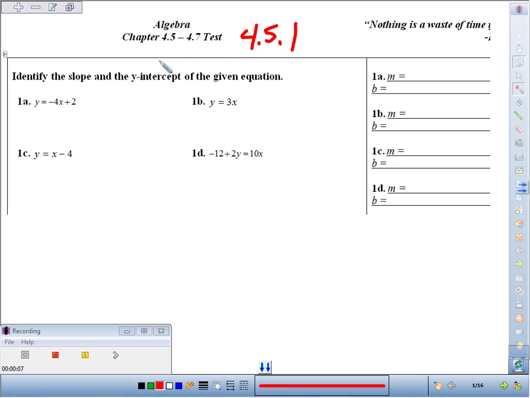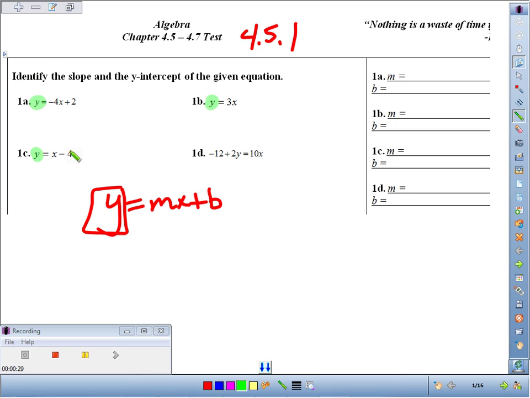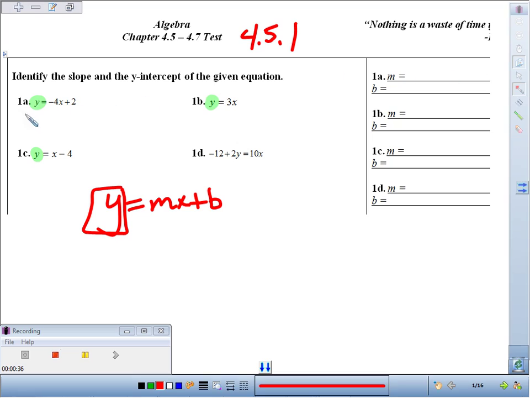So the key in identifying the slope and y-intercept is you have to have the equation in y equals mx plus b form. Basically, you have to have y by itself, which is why since chapter 3 we've been working on getting y as a function of x, or fence posting to get y by itself. Now you notice that in A, B, and C, we have y by itself in each of those, so less work is going to be required. In D, we'll have to do a little fence posting. But let's start with A.